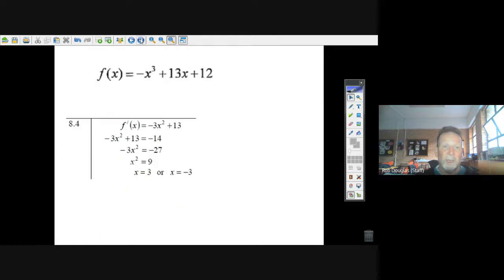So all we do is we go to f, we take the derivative, and we get minus 3x squared plus 13. Now we care about when this derivative equals minus 14. So we make the derivative equal minus 14 and find out the x value where that happens. Well, we take away 13, we get minus 27. We divide by negative 3, we get x squared equals 9. Well, there are two places where that gradient's going to be minus 14. That's if x is 3 or x is minus 3.